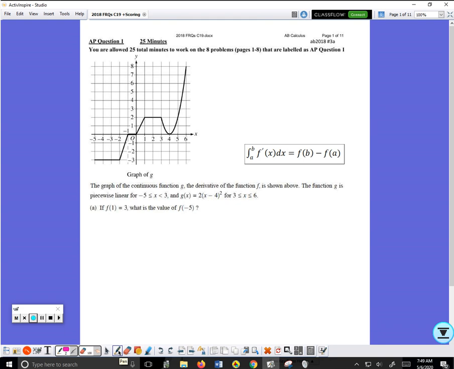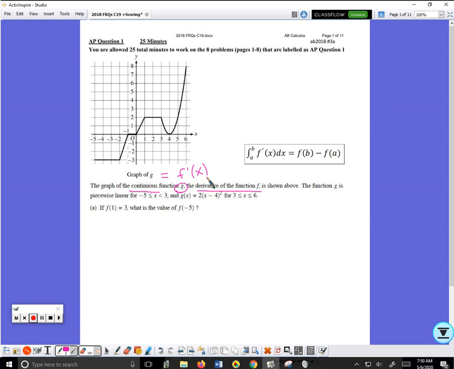So for example, it says the graph of the continuous... Now we don't need that clue always, but sometimes. So graph of the continuous function g, the derivative of the function f. So this is where you have to read and process what it's saying. G is the derivative of f. So that means this is the graph of f prime. And the first time I was working on this, I kind of missed that because I just read way too fast.